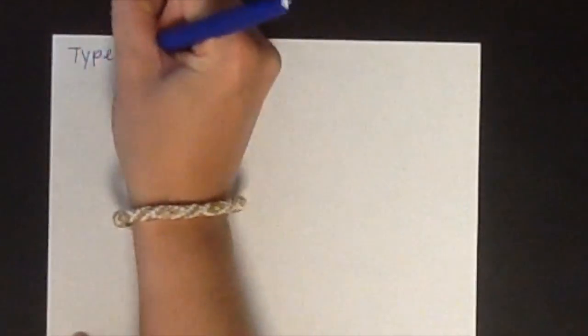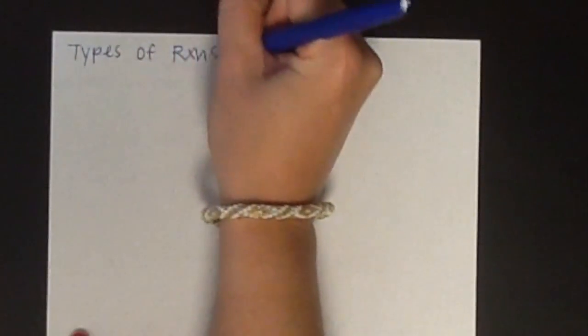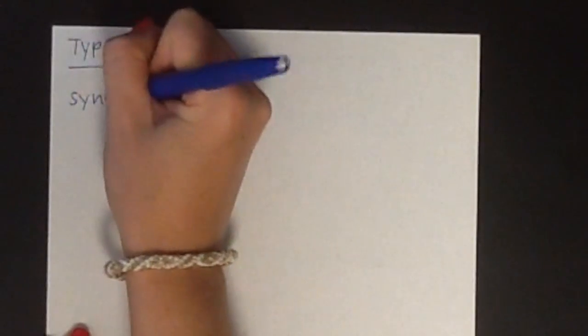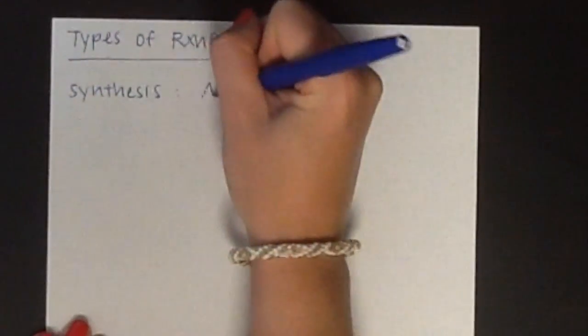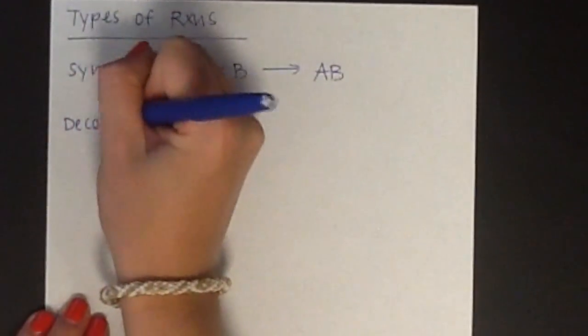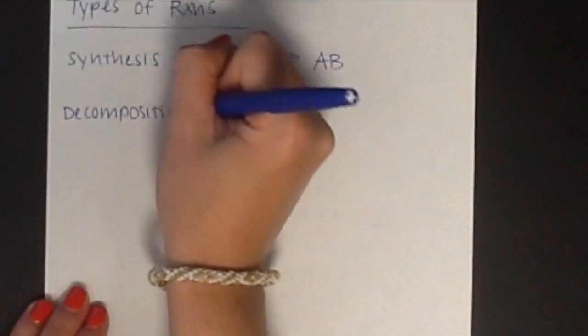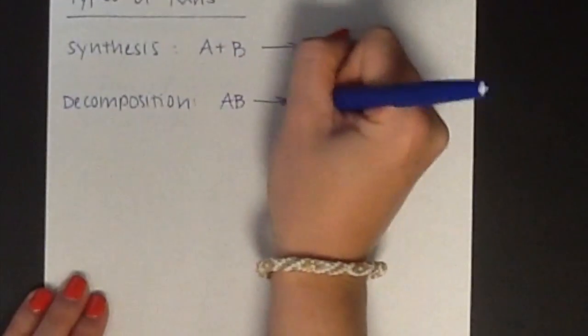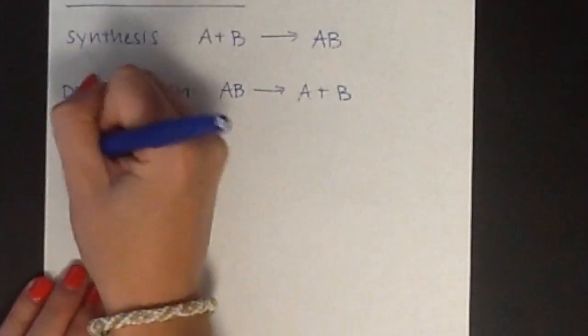There are 4 important types of reactions. The first is a synthesis reaction. The general equation for this is A plus B goes to AB. The next type of reaction is a decomposition reaction. The general equation for this is AB goes to A plus B.